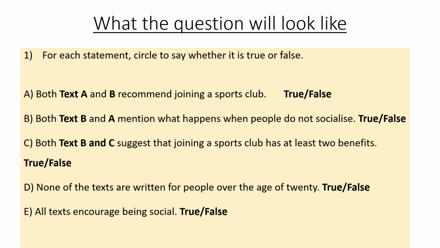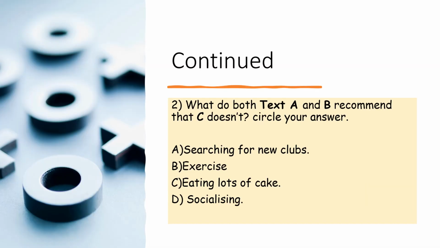Okay, so guys, take a screenshot or make a note of these or anything you want, or just open up the document and have a go yourself, and then I'll introduce you to the second part of the question now. So this is what question 2 looks like in this part of the question. What do both text A and text B recommend that C doesn't? Circle your answer. And they'll always use that kind of structure.